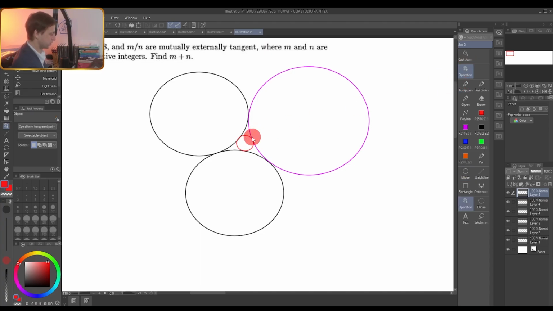Just a second, and yeah, fits almost perfectly. So this small circle has a radius m over n, and it is tangent to these 3 circles. We need to find its radius.